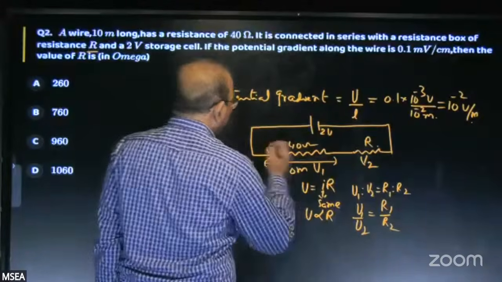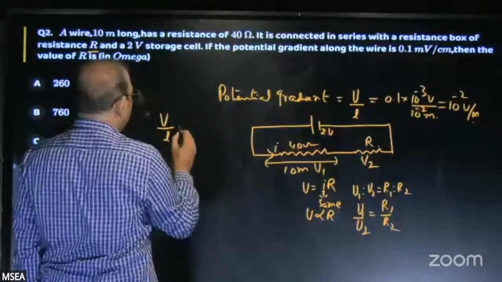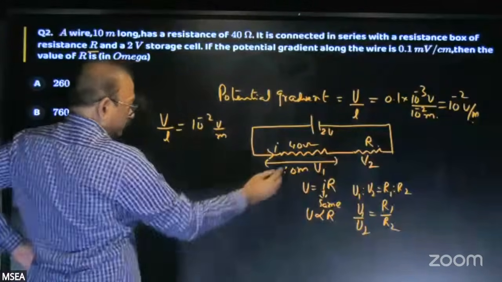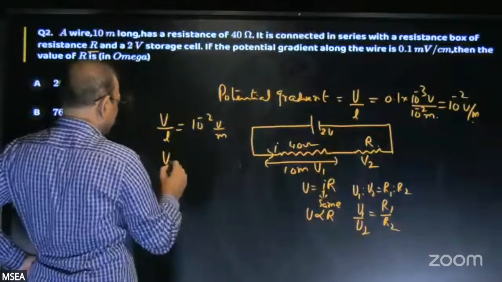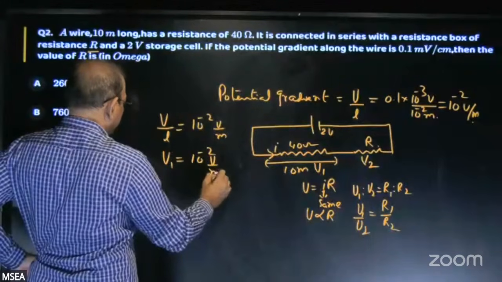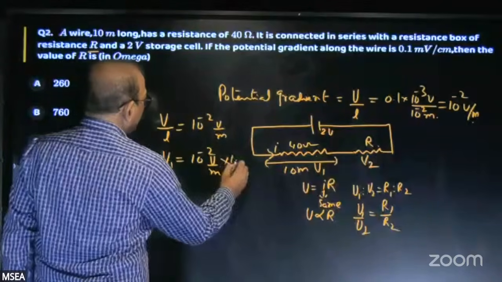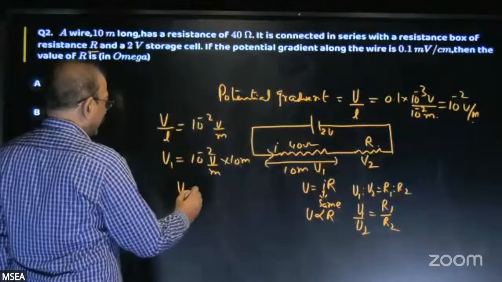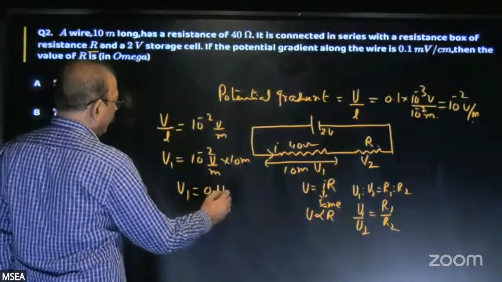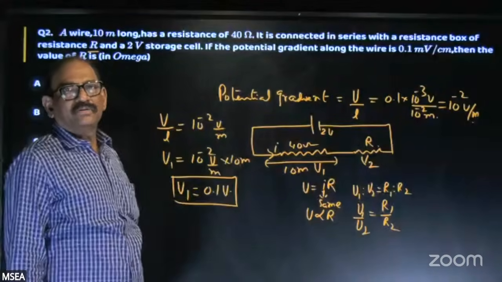So let us find V1, because this first wire's potential gradient is given: V by L is 10 power minus 2 volt per meter. Find V, the first wire's potential difference, this 40 ohm potential difference. 10 power minus 2 volt per meter into length in meter. He gave meter only, 10 meter. So you are getting 10 power minus 2 into 10, 0.1 volt. 0.1 volt you are getting, V1.